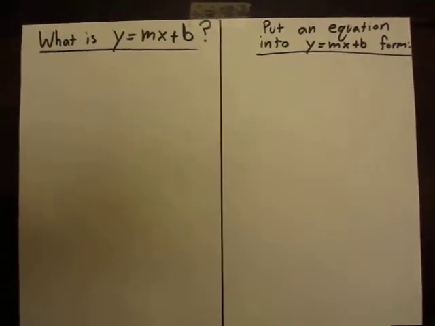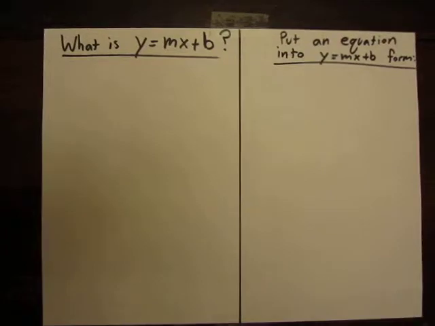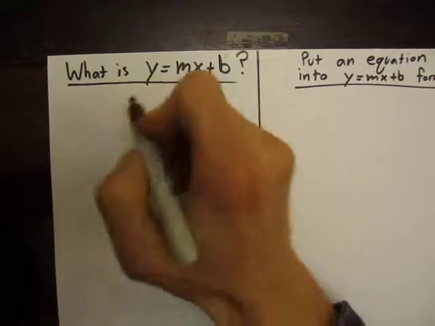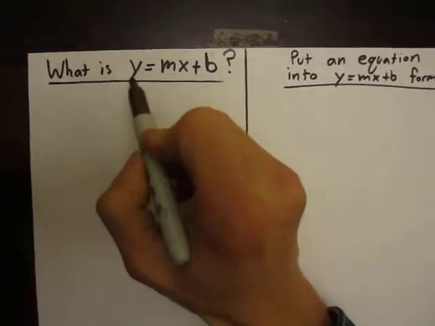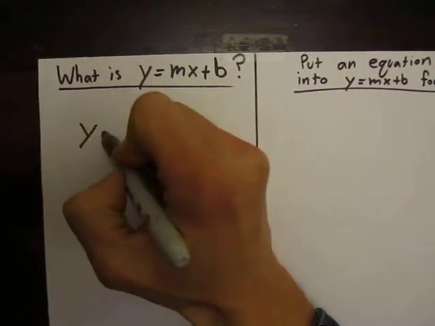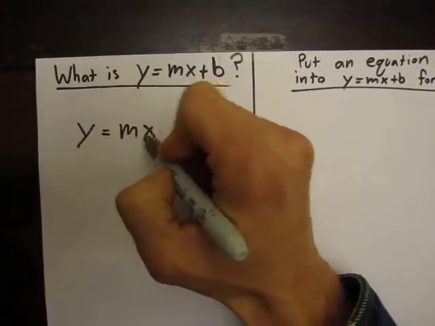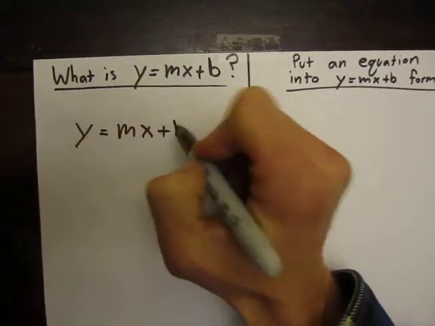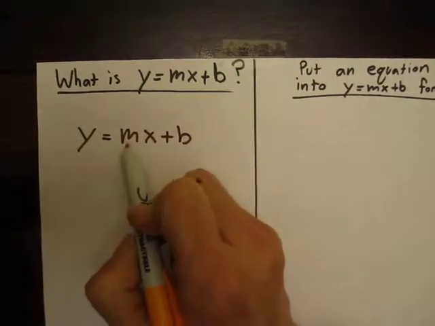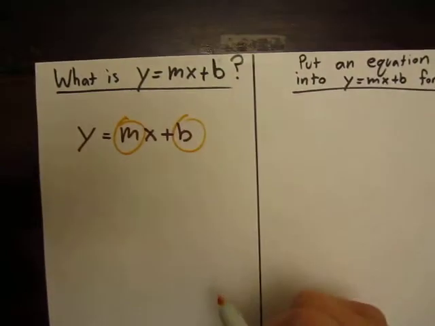So let's get started. First of all, what is y equals mx plus b? This form is actually quite straightforward. We have our y and our x, which are the y and x coordinates. We already know what y and x are. So our curiosity here is, what does m stand for and what does b stand for?